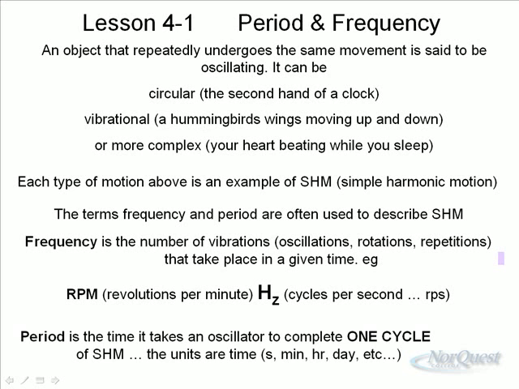Period is the inverse of frequency. So if you have so many vibrations per minute or so many cycles per second, the inverse of that is so many seconds per vibration, or so many hours per vibration, or so many days per year, as in the period of the Earth as it goes around the Sun. The period is 365 days. So period is the time it takes an oscillator to complete one cycle. And the units can be time, any unit of time, seconds, minutes, hours, and so on.